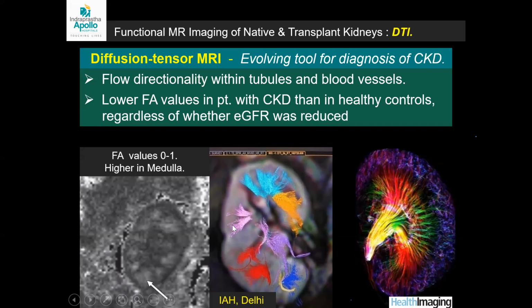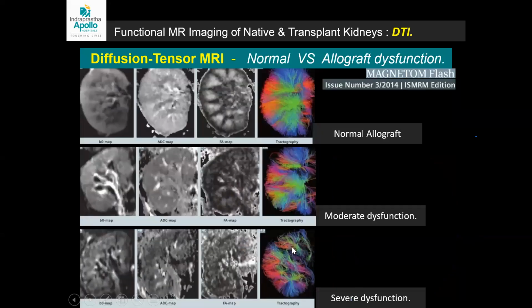The earliest changes in the orientation of the nephron suggest very early diagnosis of CKD, as we can see in this article, where the normal renal allograft shows absolutely normal linear arrangement of the nephrons in the kidney, and with moderate dysfunction and severe dysfunction, you can see changes in the arrangement of the nephrons because of the diffusion tensor imaging, without giving any contrast to the patient. These are non-contrast images, which help in functional evaluation of the kidney and are likely to be a much better tool as compared to RI for non-invasive, very early evaluation of the renal transplant.